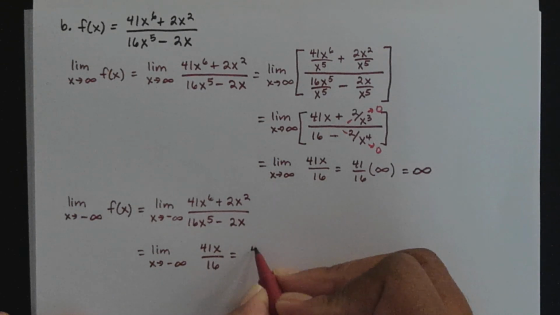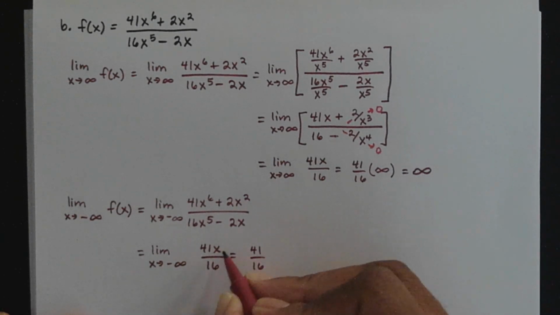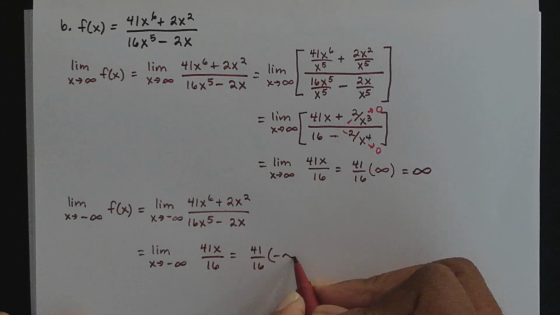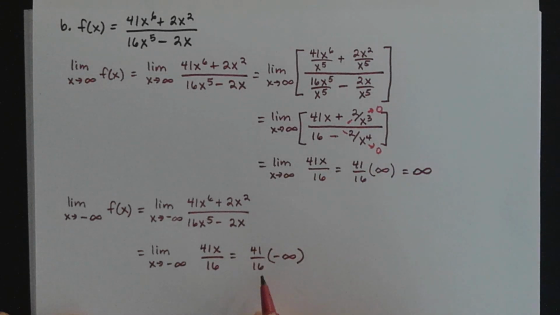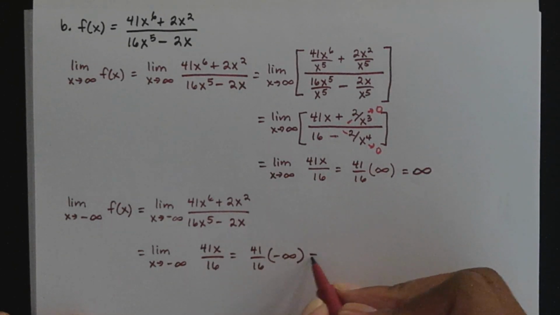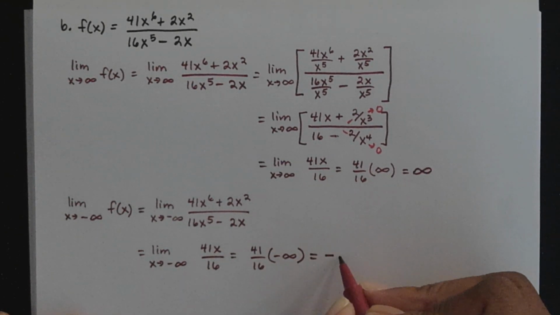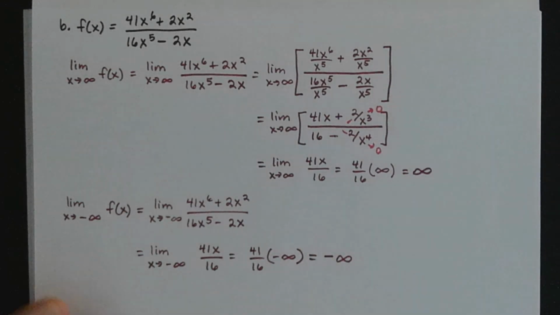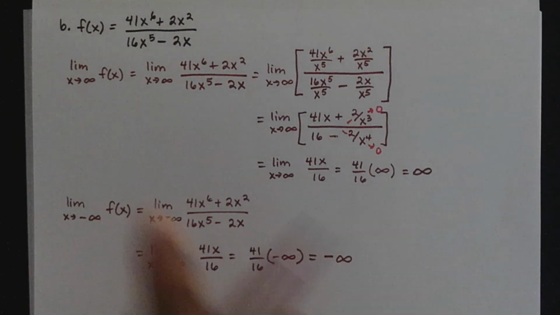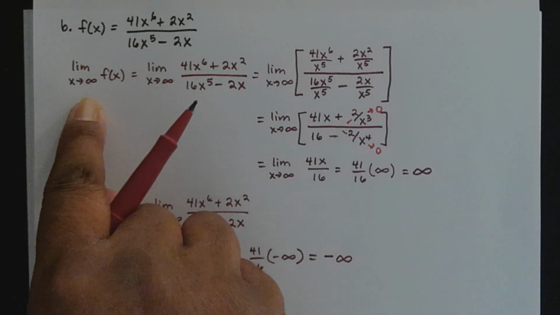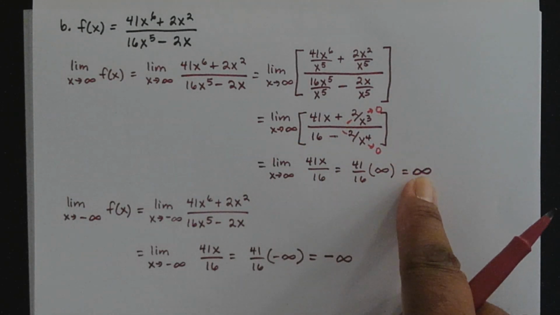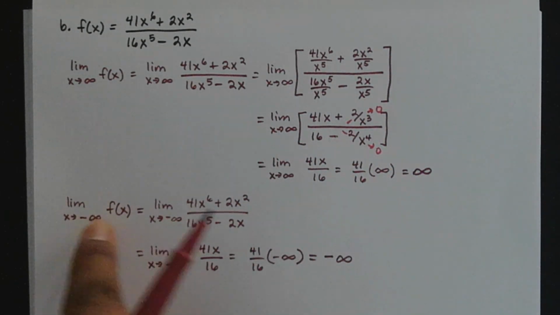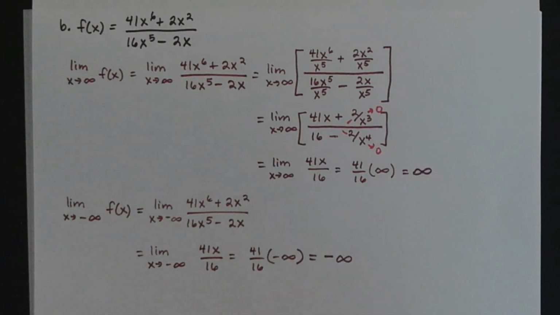And then, let's see, 41/16, replace that x with that negative x. What's going to happen when I multiply 41/16 times negative infinity? Negative infinity. All right, so as you can see here, as we let x approach infinity, it's going to positive infinity. But if we let x approach negative infinity, it's going to negative infinity.